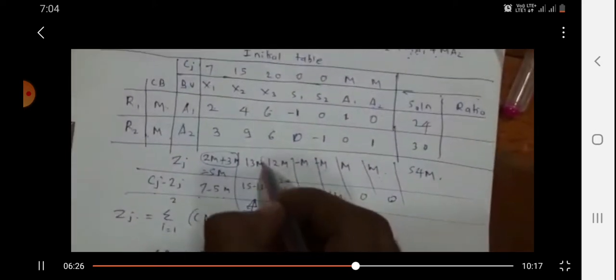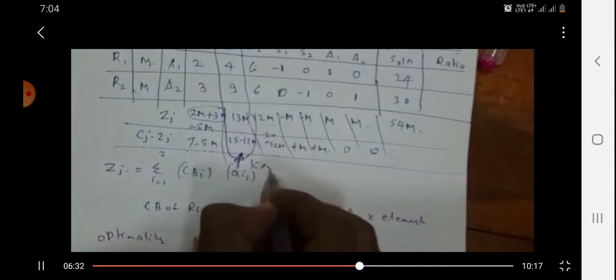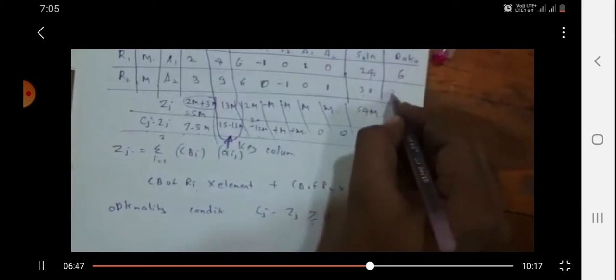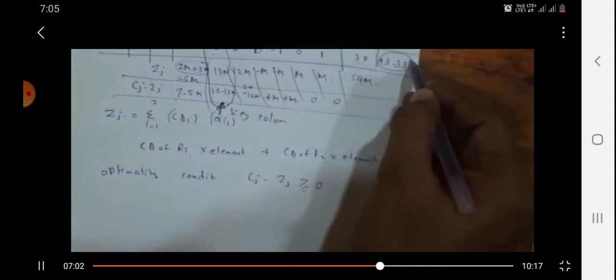So we found out the key column, that is the entering variable. Also we discussed the leaving variable. So x2 is the key column, as we discussed in the last lecture. Now we divide the solution with the key column elements, and we get 6 and 10 by 3, that is 3.33. So the minimum value is 3.33, that is 10 by 3. That will be the key row, that is the leaving row. So the second row R2 is the leaving row.